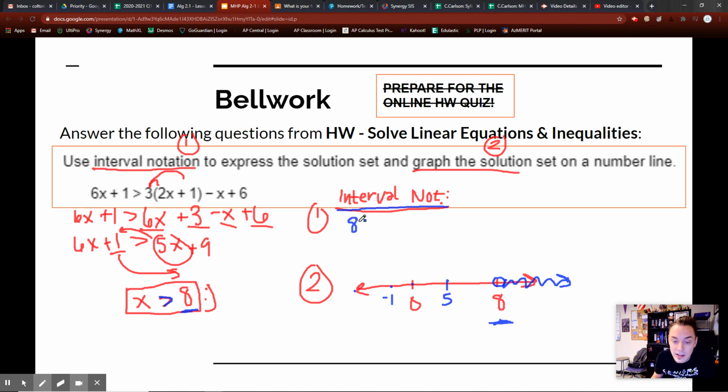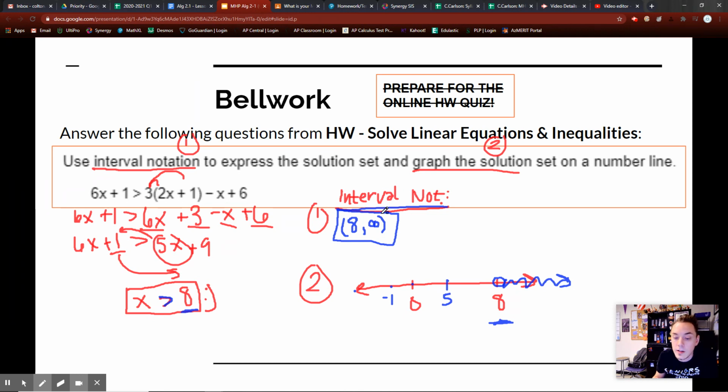Okay, so I'm going to write down 8. Is that parentheses or brackets? It is parentheses because it's not an equal to inequality. It is just a greater than. And where is it going to? Remember, our comma means going to. It's going to infinity. It's going to infinity and beyond. So that is my final answer.